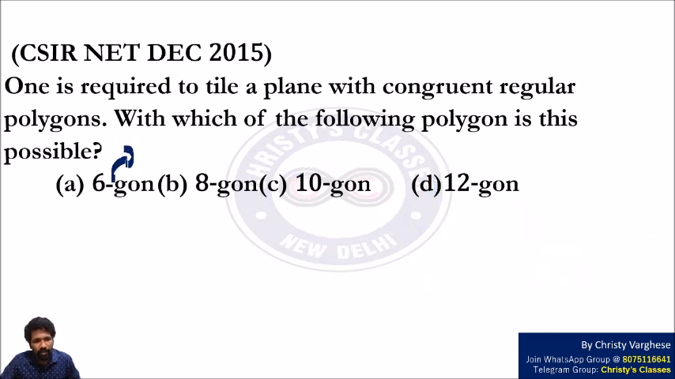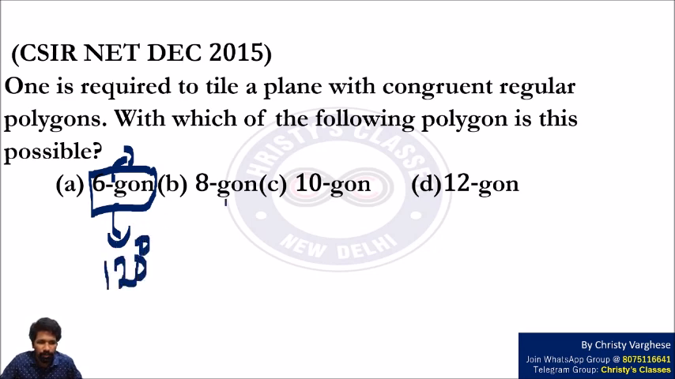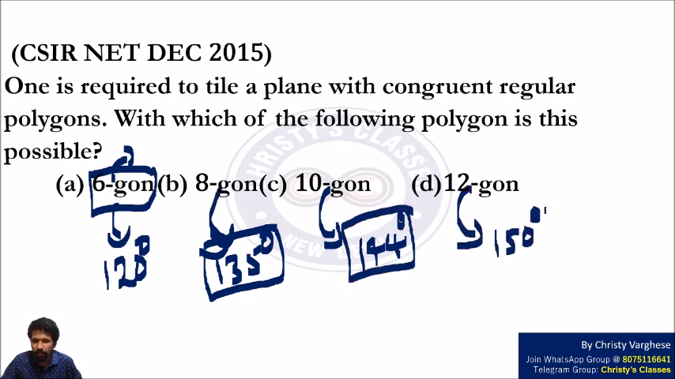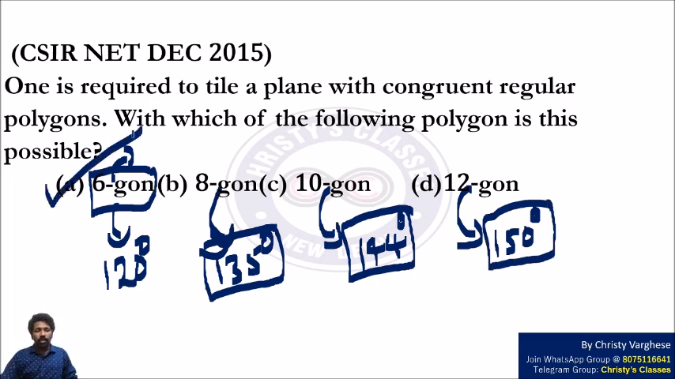Anyway, once we learned the last question, we already understood that the 6-gon is possible, but I was explaining why the other polygons are not. The 6-gon is possible because each angle is 120 degrees. Each angle for an 8-gon is 135 degrees, which is impossible because 135 is not a factor of 360. The 10-gon is not possible because each angle is 144 degrees, and the 12-gon is not possible because 150 is not a factor of 360. So option A is the only correct answer.